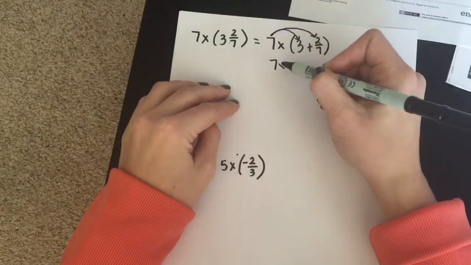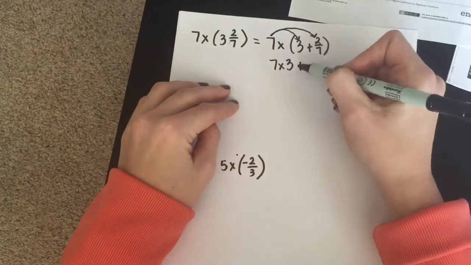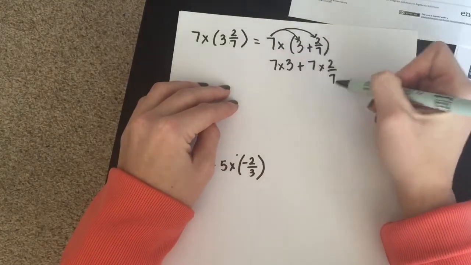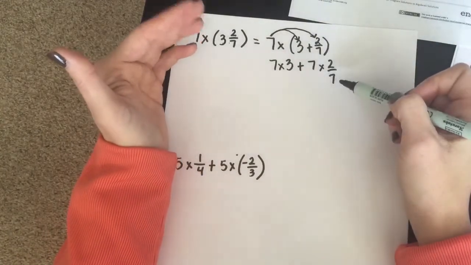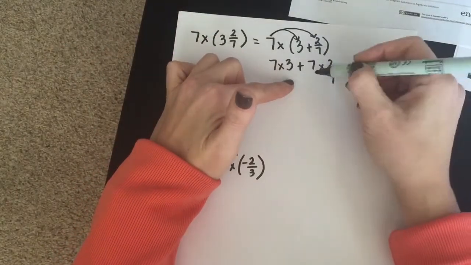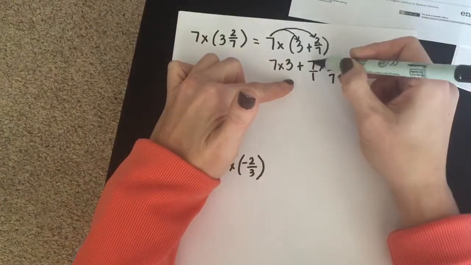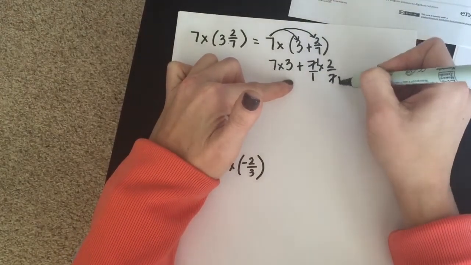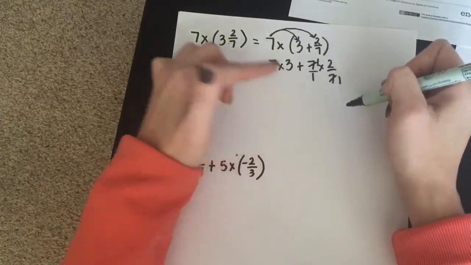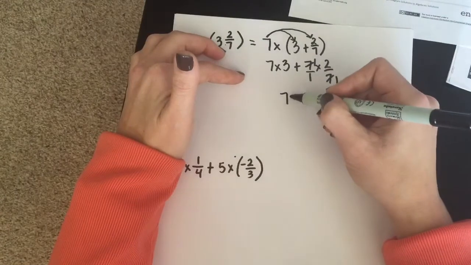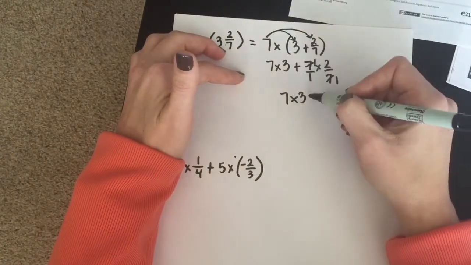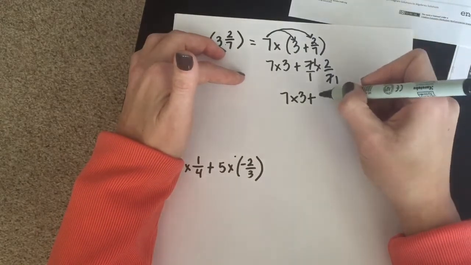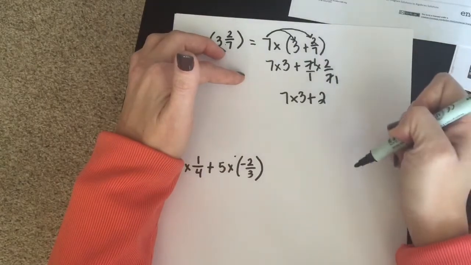And I'm going to get 7 times 3 plus 7 times 2/7, which this right here is going to be much easier because 7 and 7 cancel each other out. So 7/1 times 2/7, I can cross reduce. 7 divided by 7 is 1. 7 divided by 7 is 1. I bring down my 7 times 3 plus, and 1 times 2 is 2, and 1 times 1 is 1. So this all right here is 2.